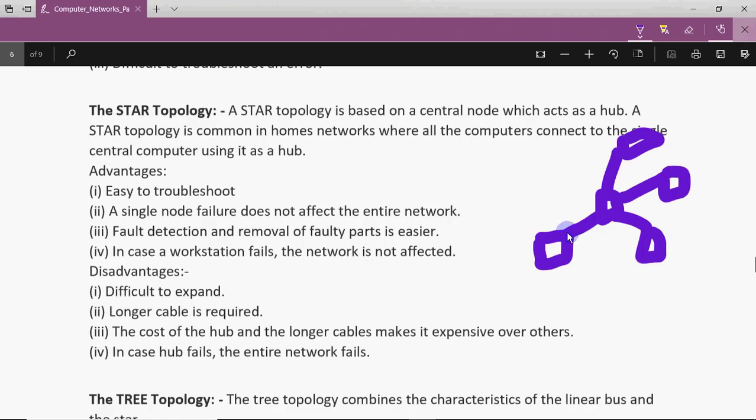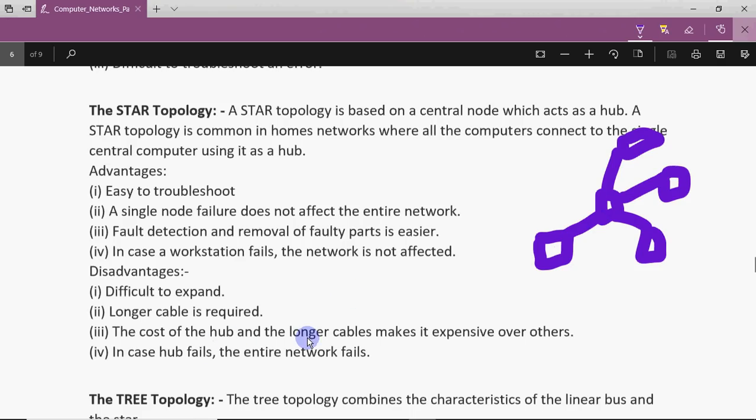Disadvantages: it's difficult to expand because we have a fixed number of ports with the hub, and you can connect only that many computers for the number of ports you have in the hub. Longer cable is required, because we have to put a separate cable from the server to each and every individual computer. So if my server is lying in one corner of the room and I have computers spread everywhere, I need a cable starting from that to other places.